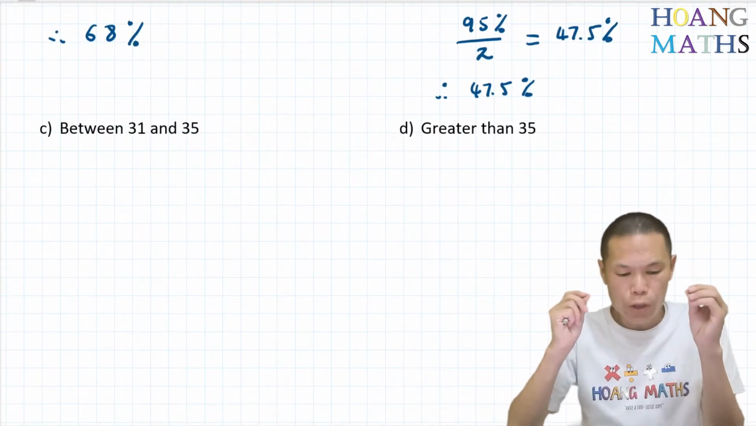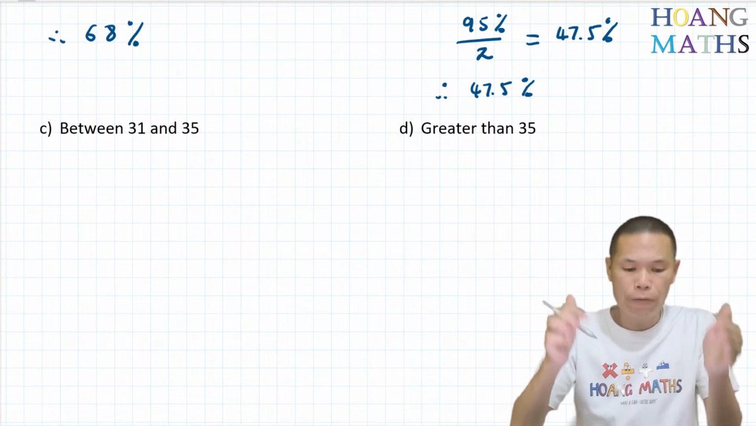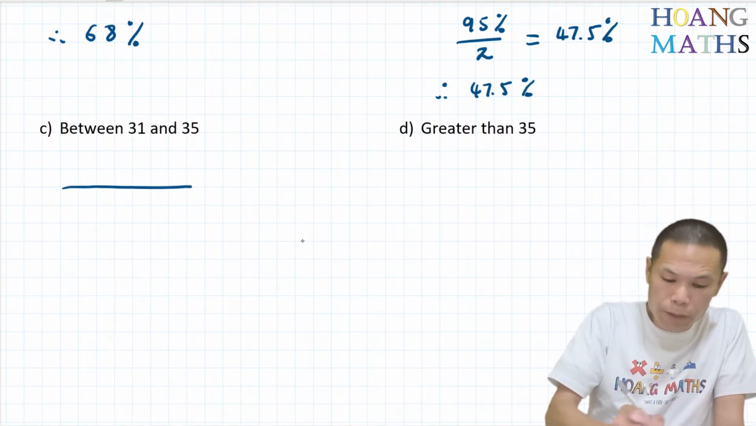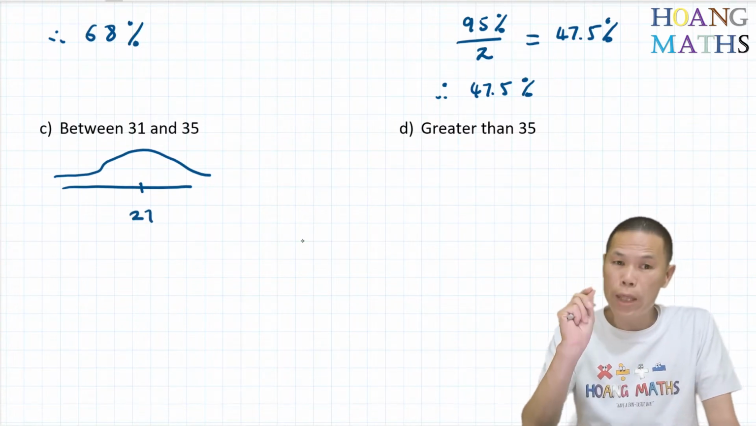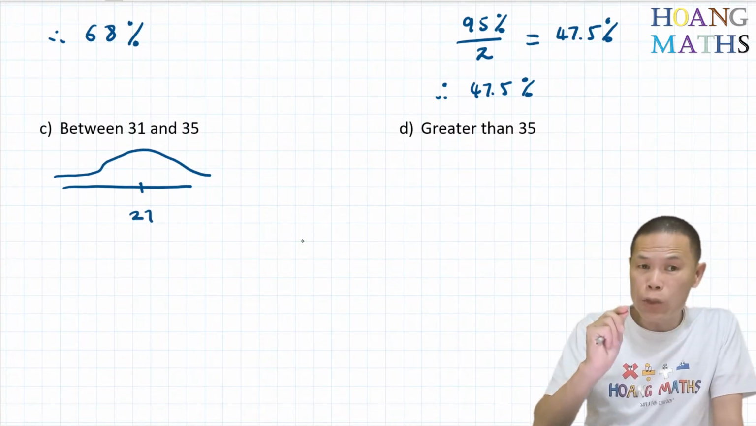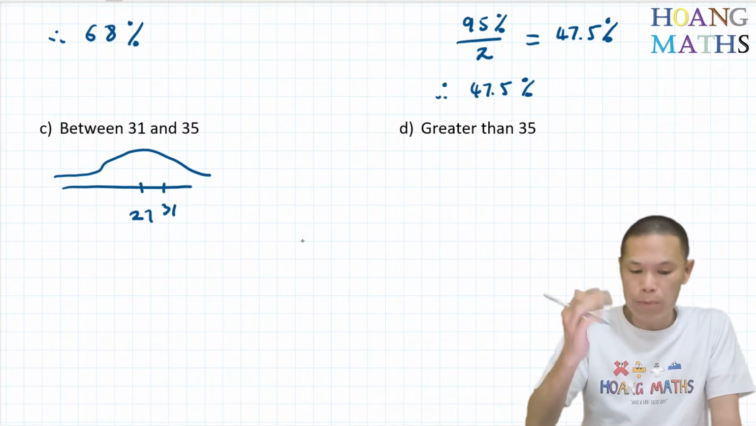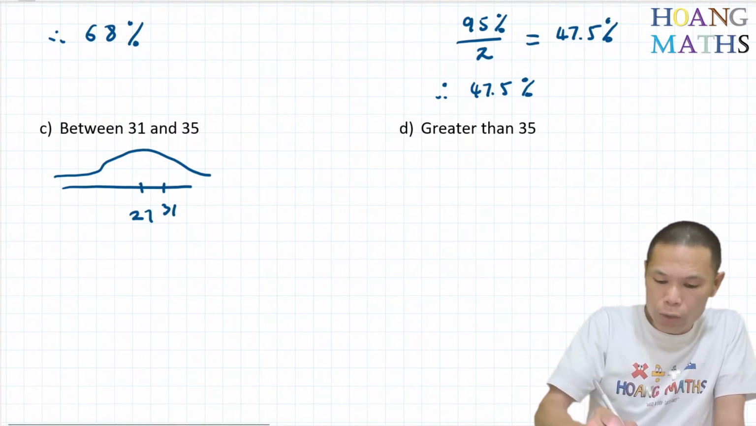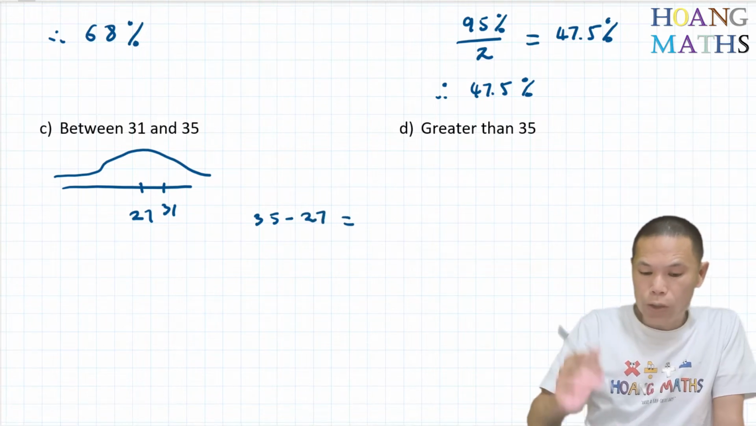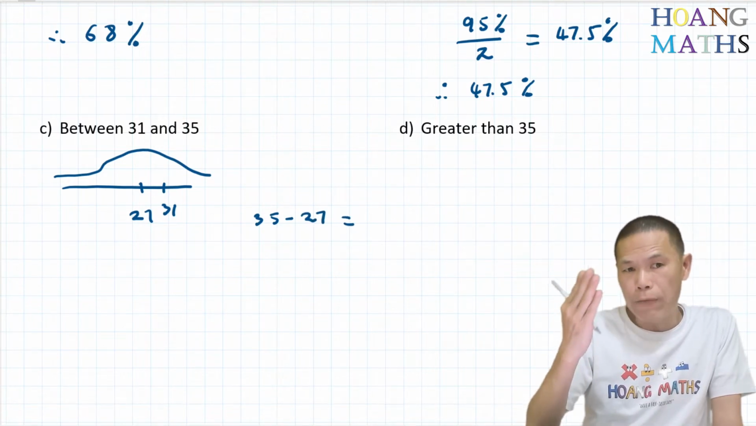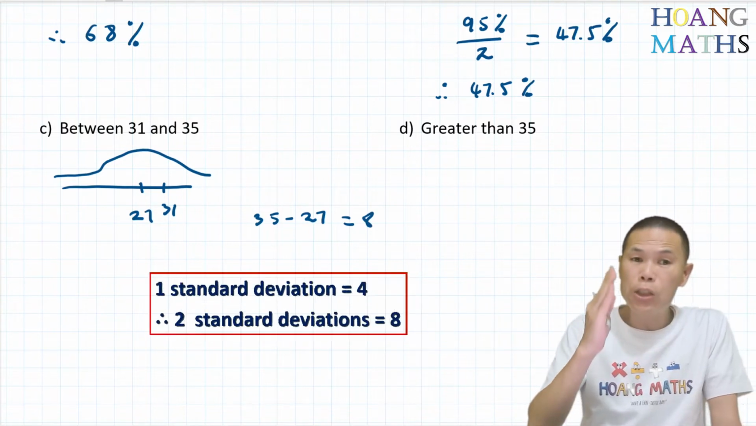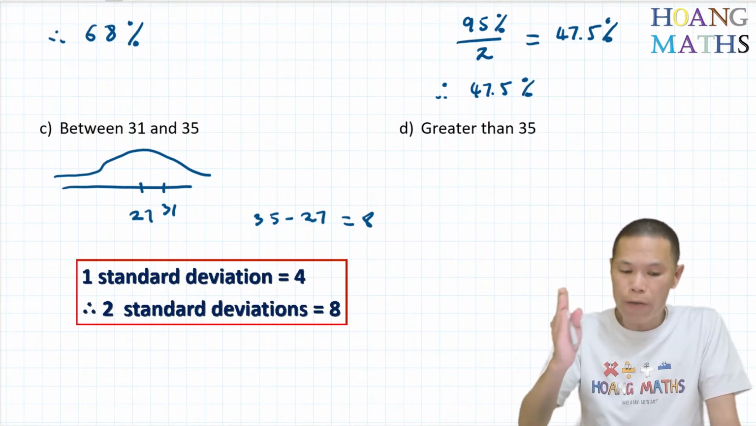Part C. So between 31 and 35. So let me just draw a curve first. So this is 27. So 31 and 35. So 31 minus 27 is 4. So that is 1 standard deviation above the mean. And then 35. So we just go 35 minus 27. 30 minus 27 is 3, add 5 is 8. So that means 2 standard deviations above the mean.